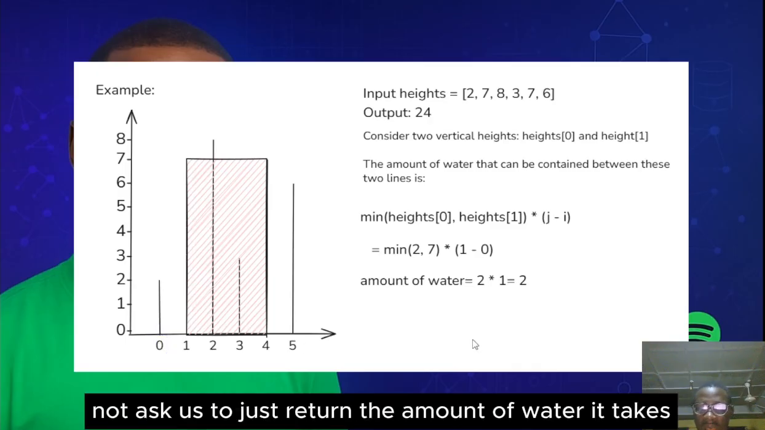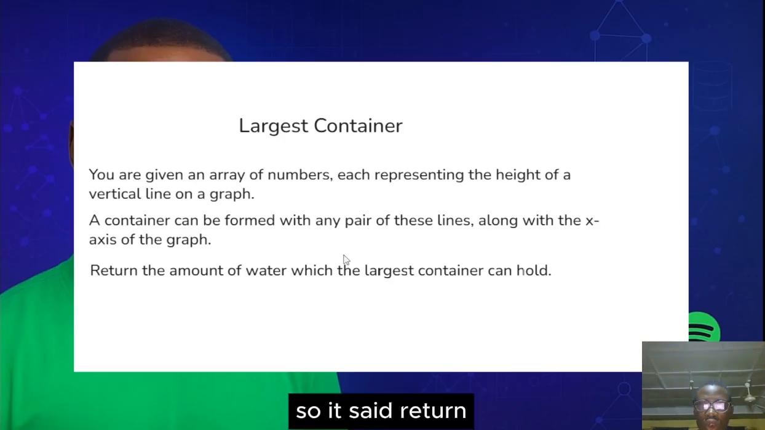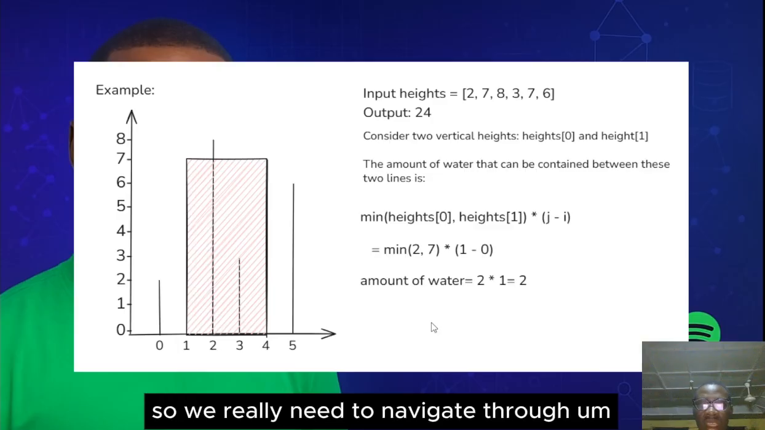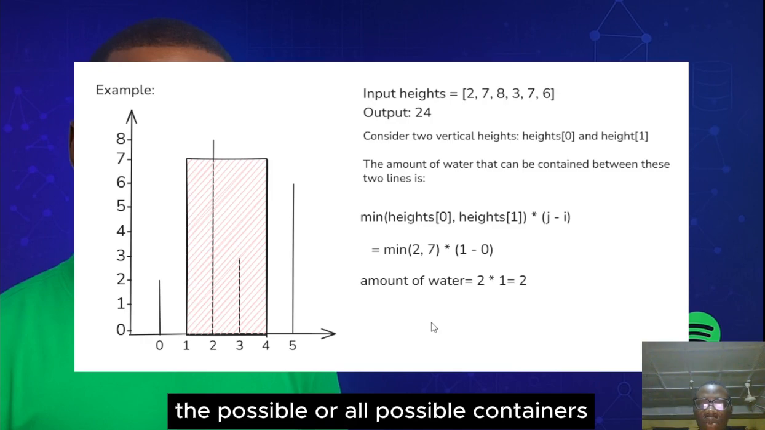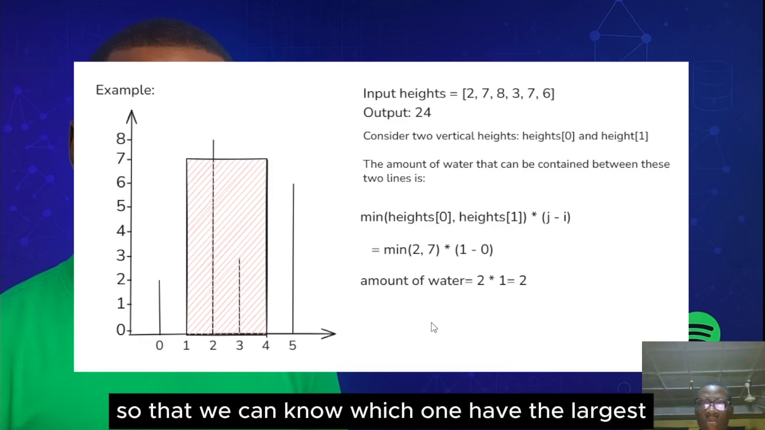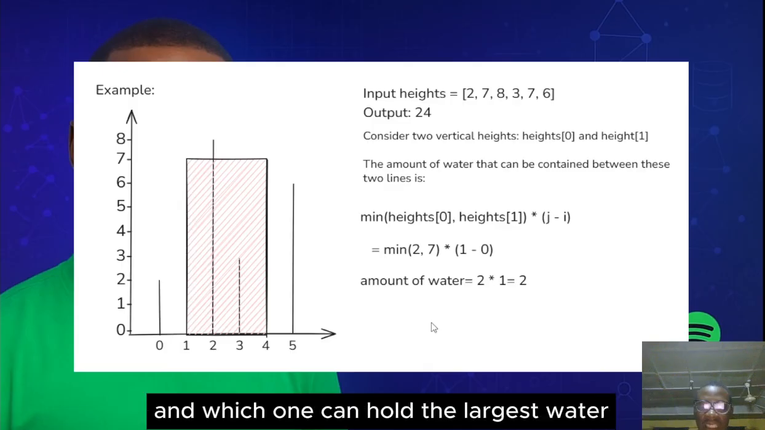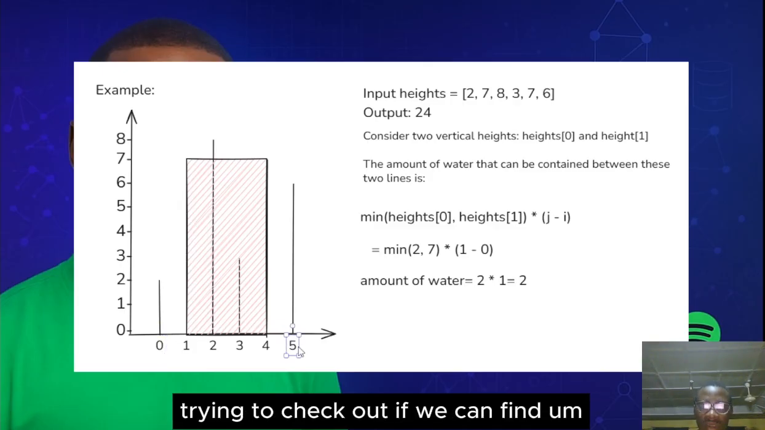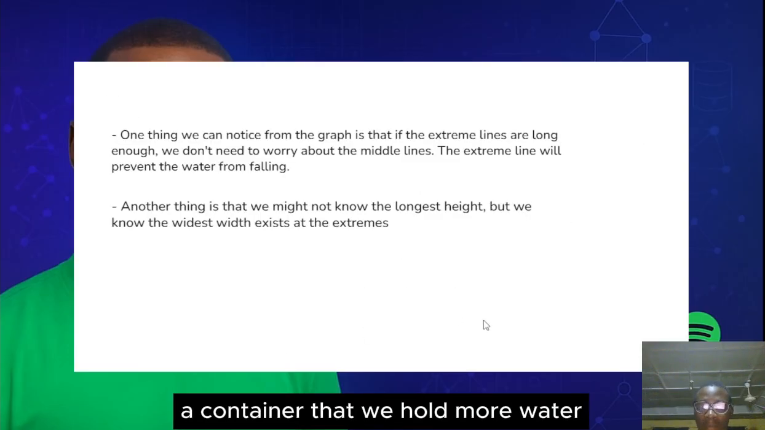But the question does not ask us to just return the amount of water. It says we should return the maximum. So we said return what amount of water the largest container can hold. So we really need to navigate through all possible containers, so that we can know which one can hold the largest amount of water. After putting our pointers at the extremes, we are going to be moving them inward, trying to check if we can find a container that will hold more water.